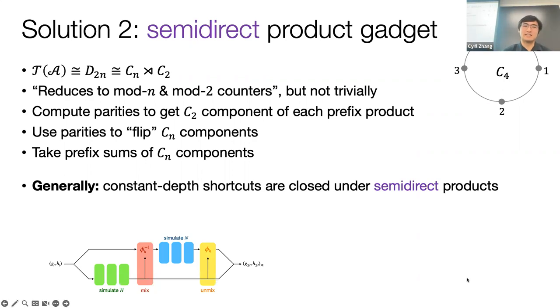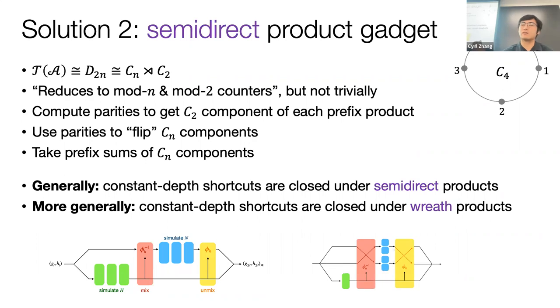So generally, if you have any semi-direct product of groups that you can simulate, this gives you a construction to get constant depth ways to simulate non-abelian groups. Even more generally, a special case of a semi-direct product is a Wreath product. A Wreath product is a more advanced way to combine two groups, and constant depth simulators are also possible as long as you can simulate the components.